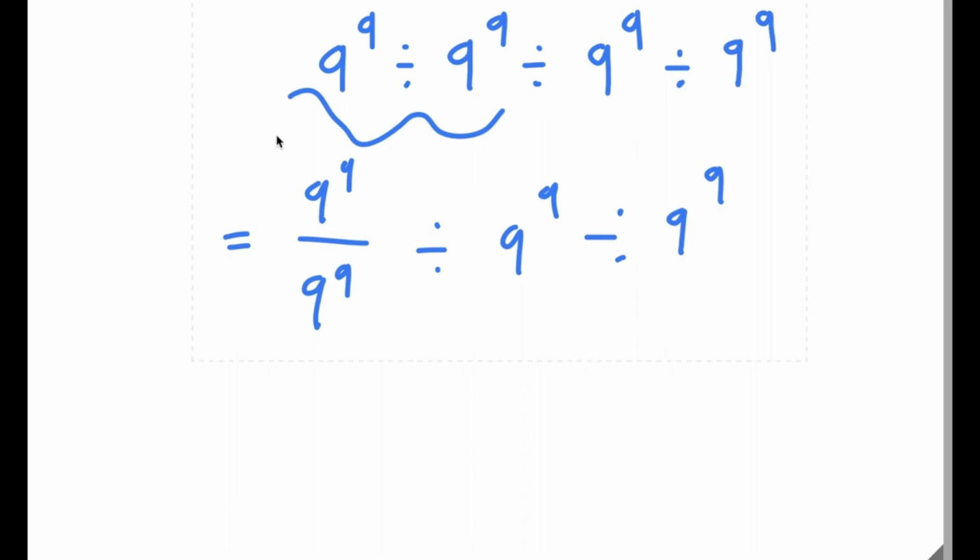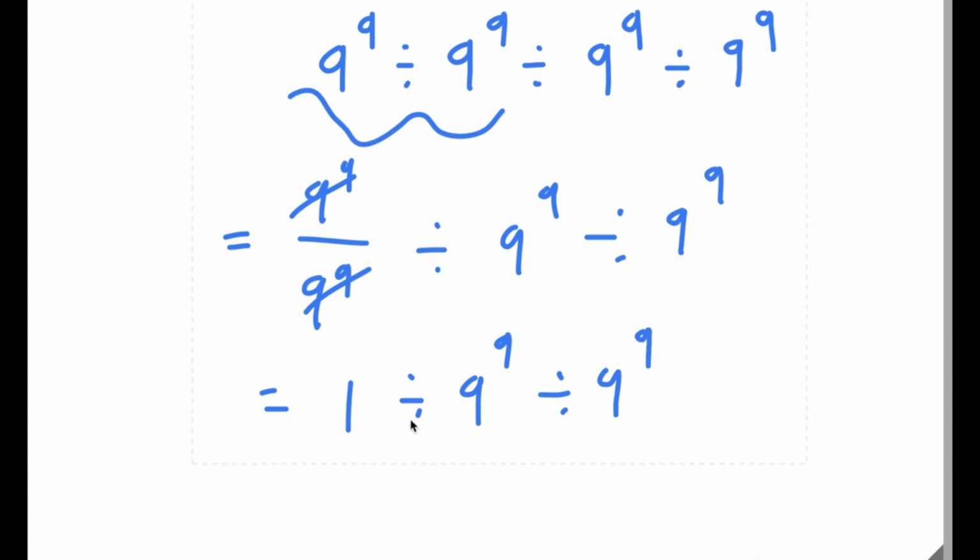Now, remember, we have to go in order because of PEMDAS. We can't just switch these out. We can't just do this divided by these two. We have to go in order. So what comes first is 9 to the power of 9 divided by 9 to the power of 9. Anything divided by itself is 1, so these two cancel out, and I'll be left with 1 divided by 9 to the power of 9 divided by 9 to the power of 9.